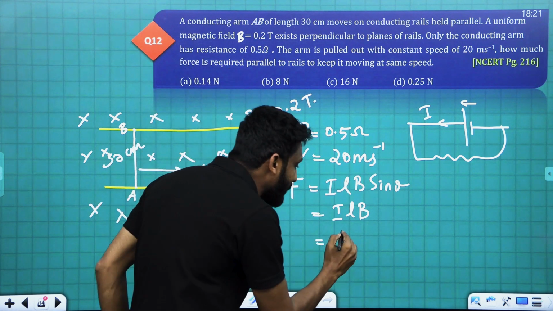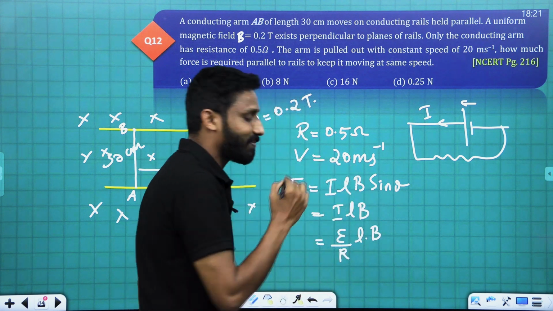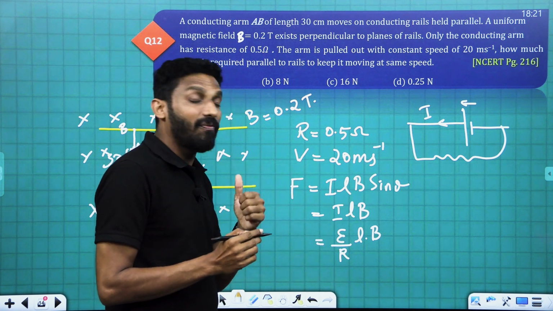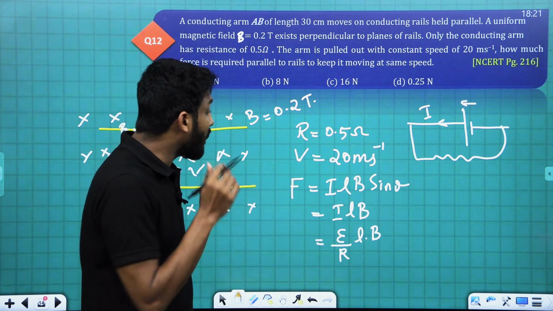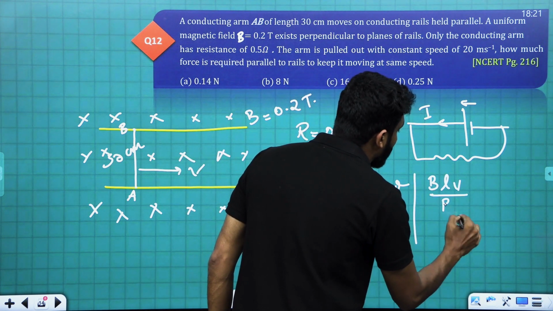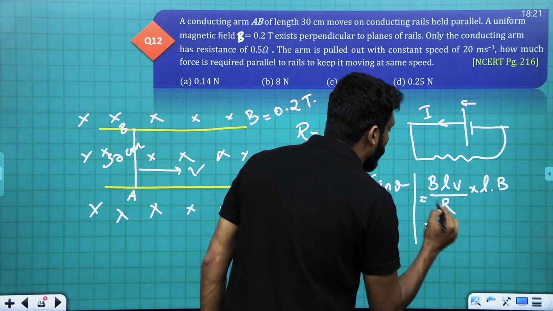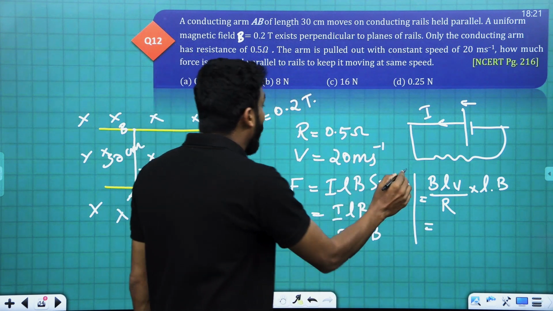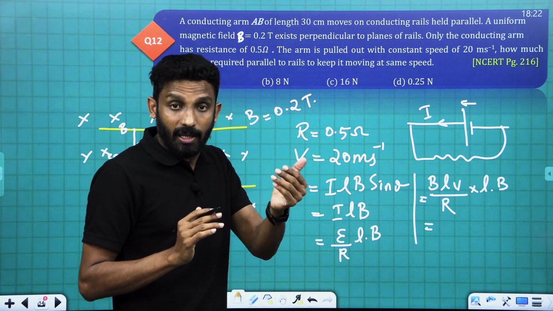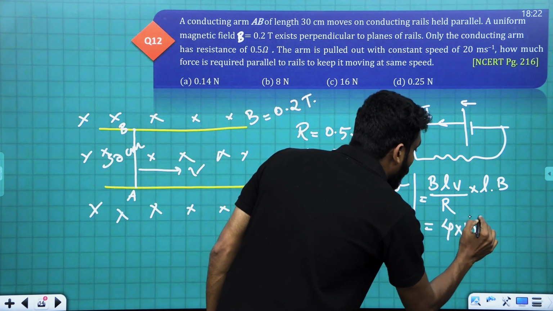Clear? And current is EMF divided by resistance. Then length of the rod, then field intensity. Resistance is given 0.5 ohm. And what is the EMF? Motional EMF, that is BLV. Motional EMF is BLV, isn't it? So force is BLV divided by resistance, into length L into B. Now we need to put the values. Clear? B value, B is 0.2. B into B: 0.2 is 2 into 10 power minus 1. Square of that value is 4 into 10 power minus 2.